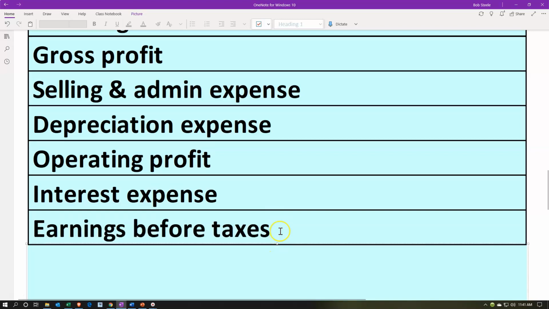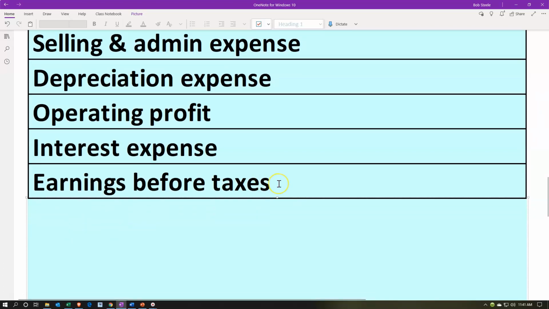Earnings before taxes. So now we have the last pit stop, operating profit, minus anything else that's not in the normal operations that's going to be an expense. That gives us earnings before taxes. Now we have to have this pit stop along the way because we have to have earnings before taxes so that we can then calculate taxes on them.